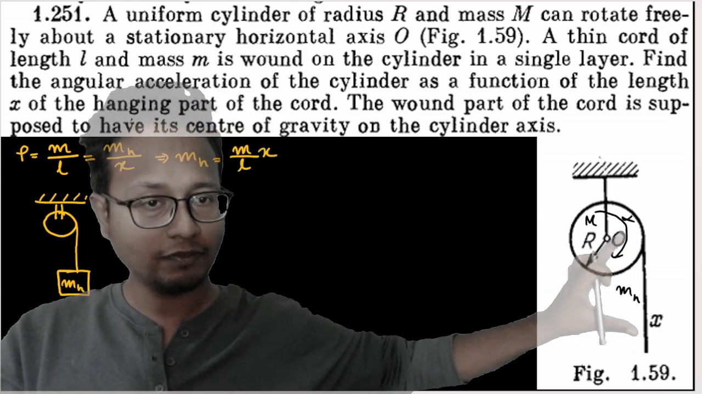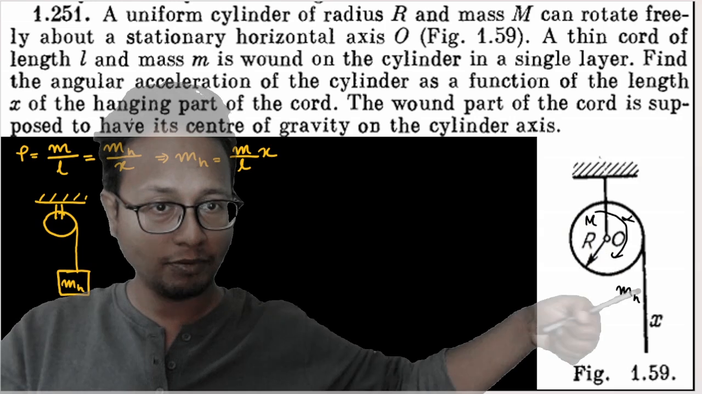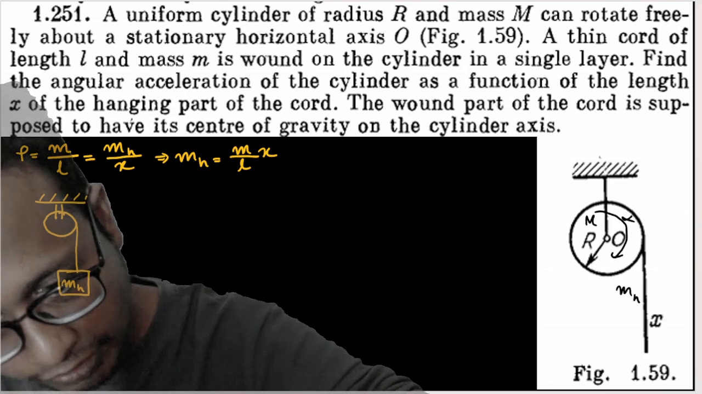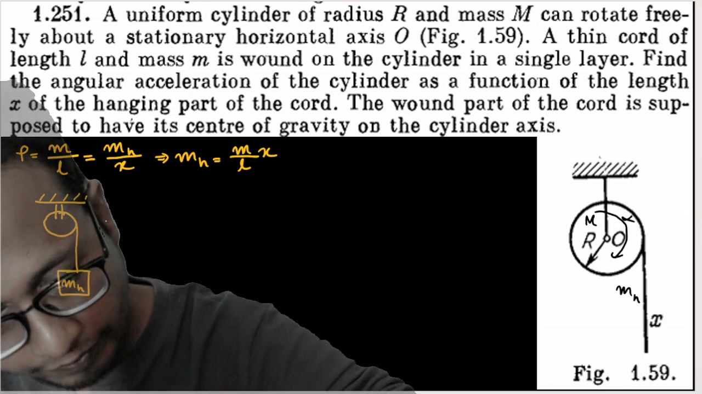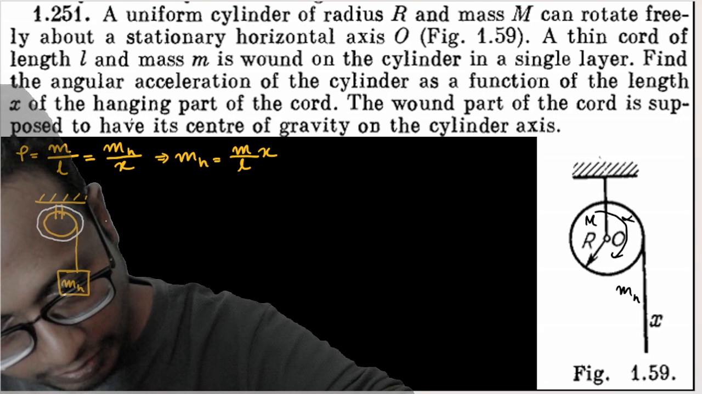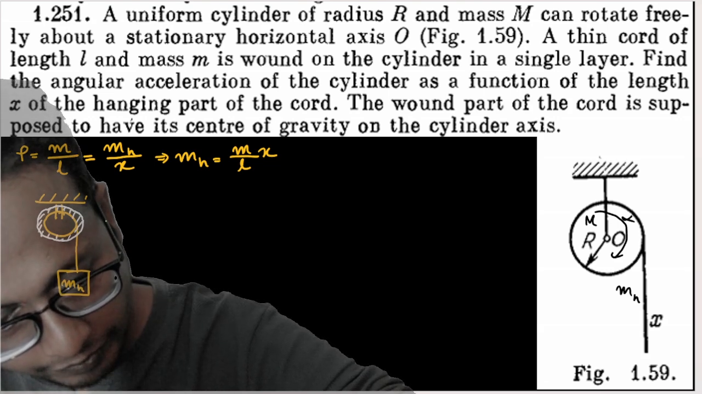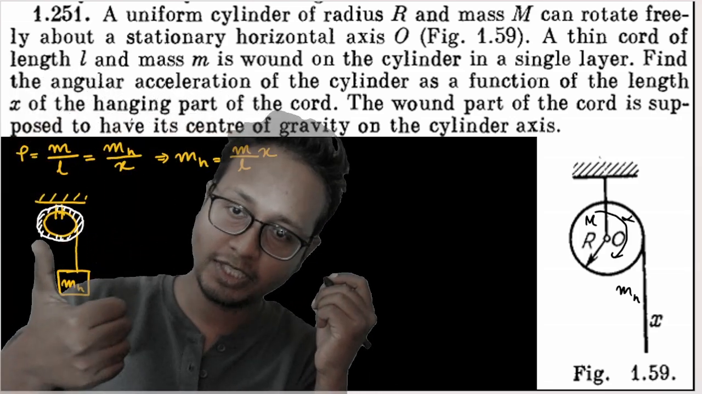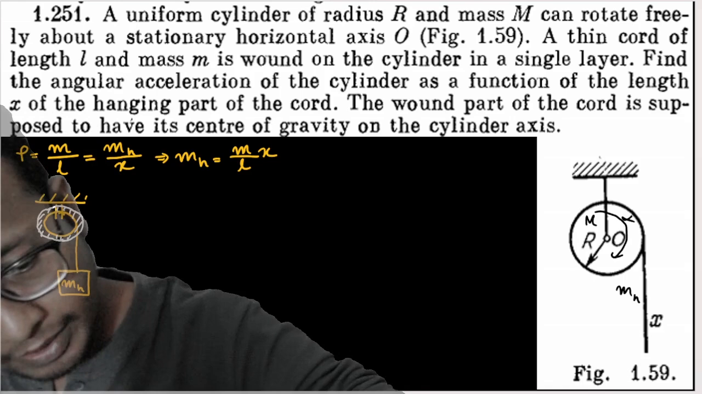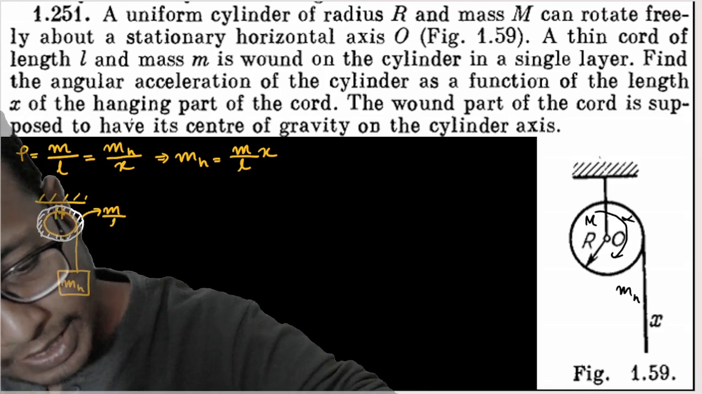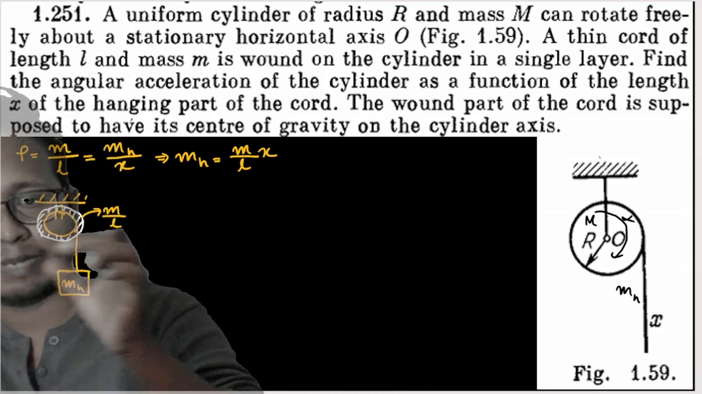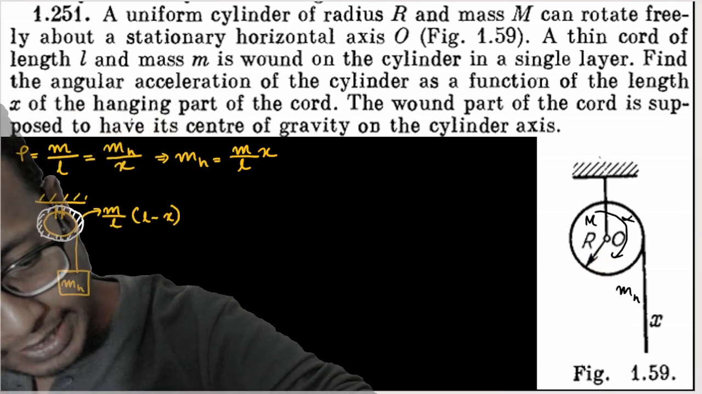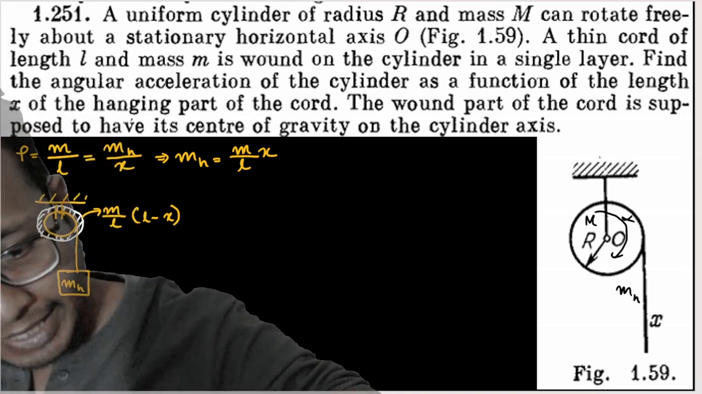If this much part of the mass is hanging, the rest of the mass of the chain is wrapped around this cylinder, no? So this much is nothing but the rest of the mass of the chain. Understood? And what is the remaining mass of the chain? The remaining mass is nothing but m by l into the remaining length. What is the remaining length that is wrapped around the cylinder? Entire length minus x, isn't it? Entire length minus x.